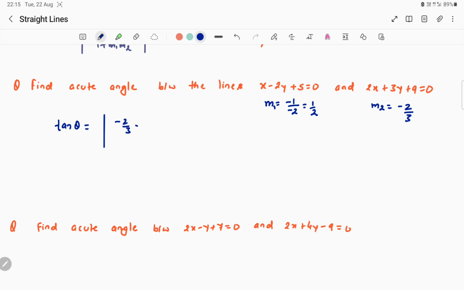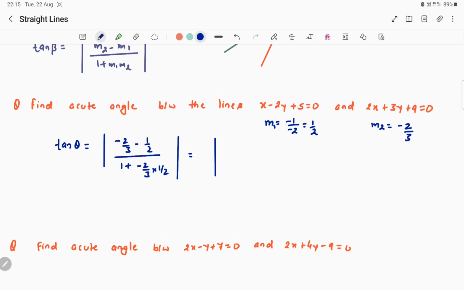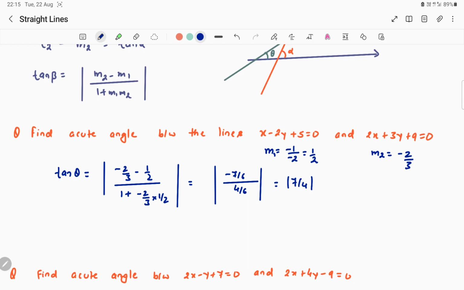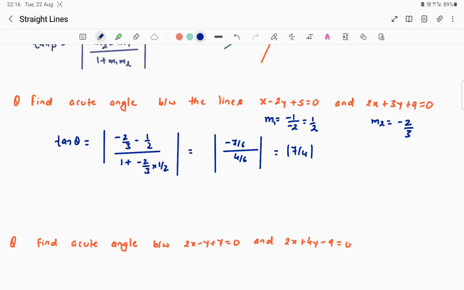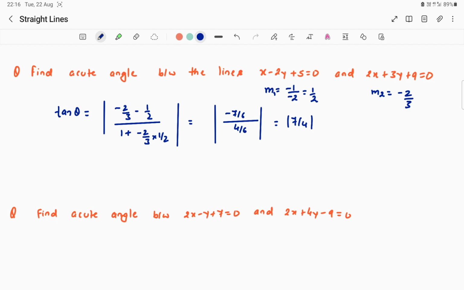Okay, so (minus 2 by 3 minus 1 by 2) divided by (1 plus minus 2 by 3 into 1 by 2). So when you simplify this, how much did we get? We got minus 4 minus 3 is minus 7 by 6, and 6 minus 2 is 4 by 6. So if I'm not wrong, we got tan theta equal to 7 by 4. Just check the calculation. Okay, these are basic calculations. You can ask your younger brothers or sisters at home to do this calculation also.